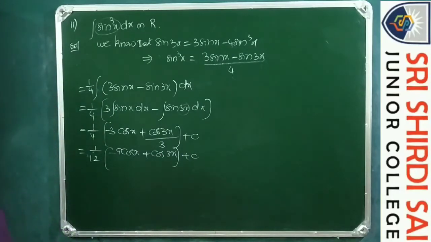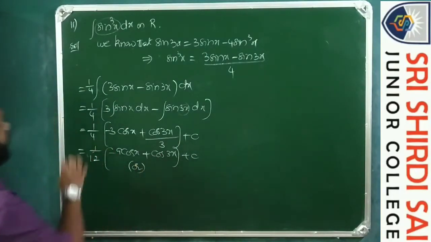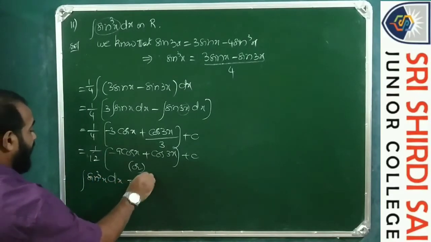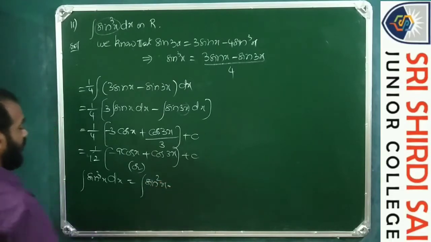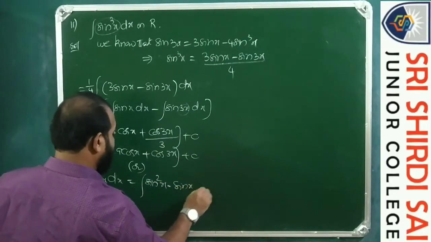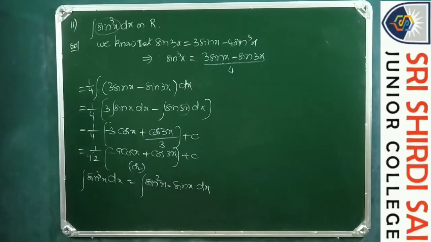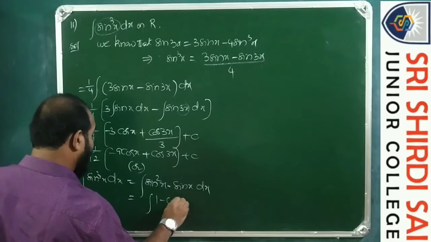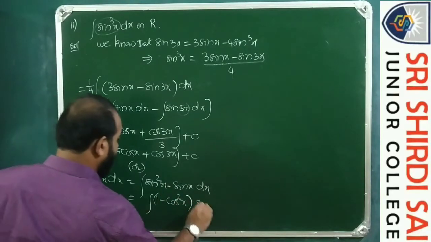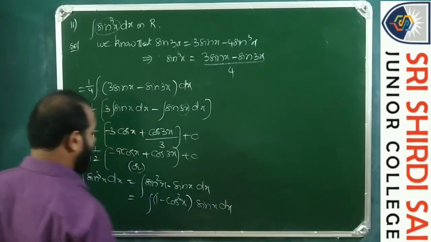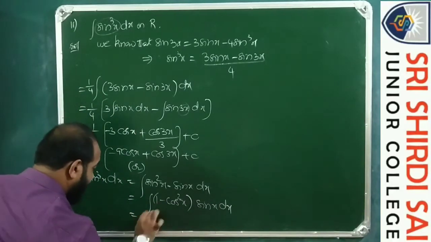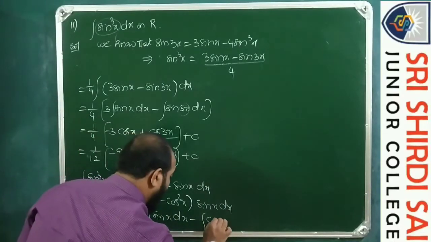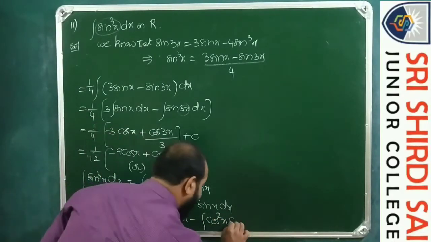So what if you don't know this formula for sin 3x? Then the alternative would be: sin cube x dx can be written as sin square x into sin x dx. So this is equal to sin square x is 1 minus cos square x into sin x dx. This is 1 into sin x, integral sin x dx minus integral cos square x into sin x dx.